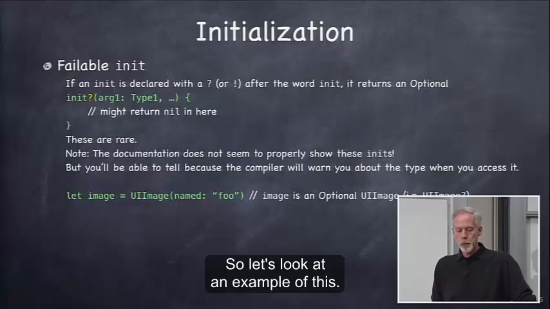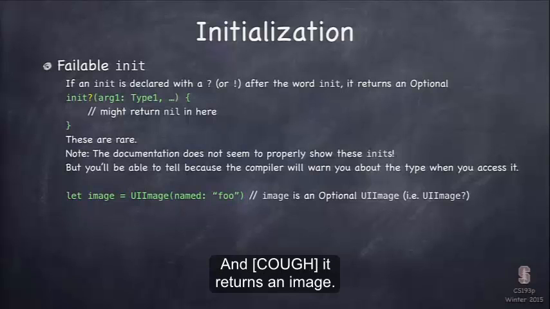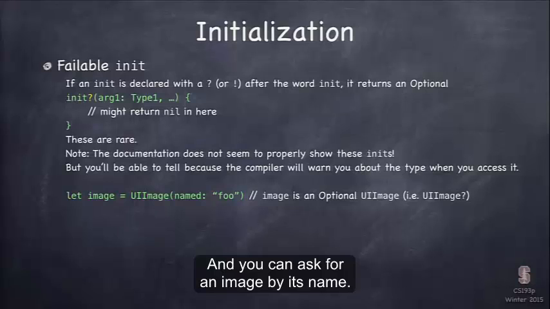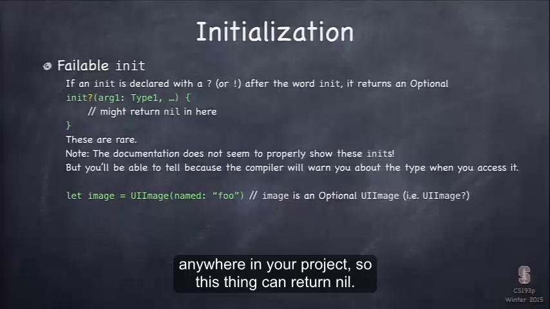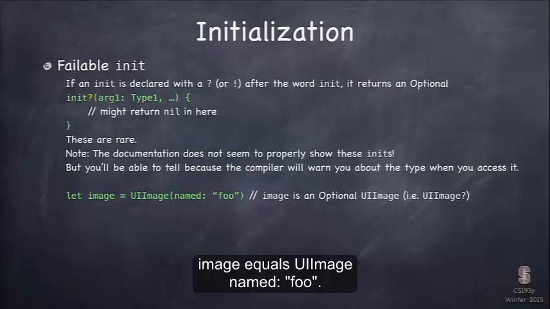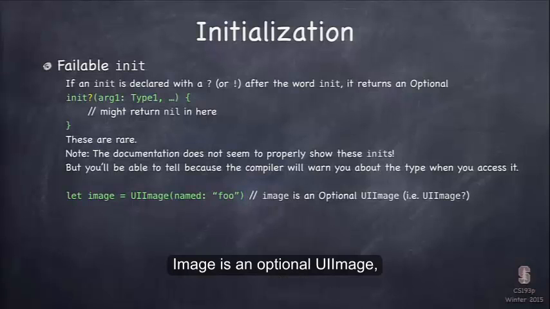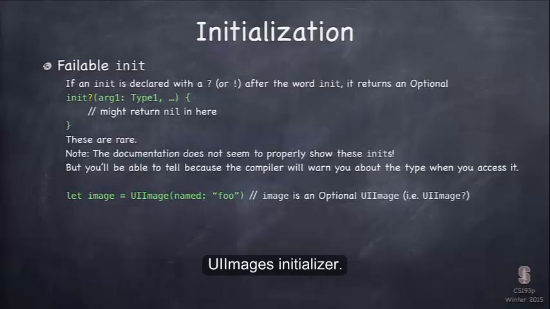So let's look at an example of this. So UIImage, okay, it's a class in UIKit. And it returns an image. And you can ask for an image by its name. But, of course, that image named that might not be anywhere in your project. So this thing can return nil. So in this case right here, image equals UIImage named foo. Image is an optional UIImage, even though I'm calling an initializer there, right? UIImage's initializer could fail.